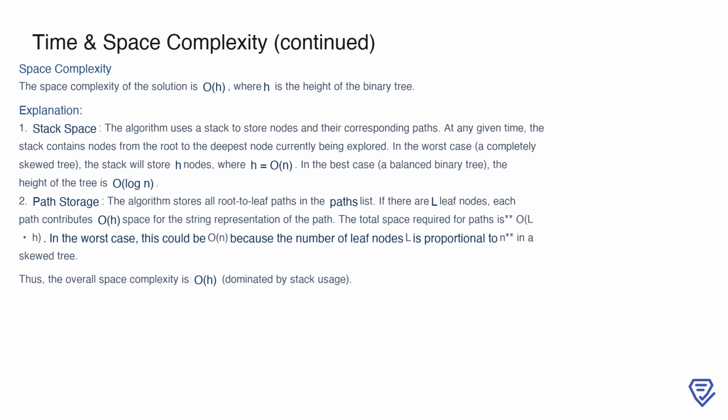Second, we store all root-to-leaf paths in a list called paths. If there are L leaf nodes, and each path contributes O(h) space for its string representation, the total space for storing paths becomes O(L * h). In the worst case, where the number of leaf nodes L is proportional to n, this still simplifies to O(n). Therefore, the overall space complexity is dominated by the stack usage, and we can conclude it is O(h).